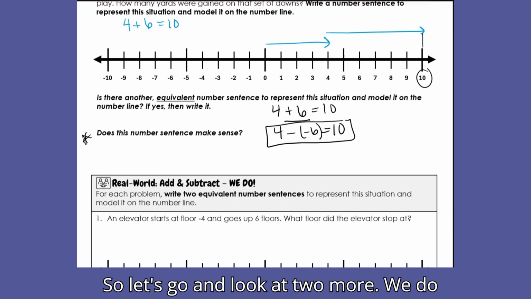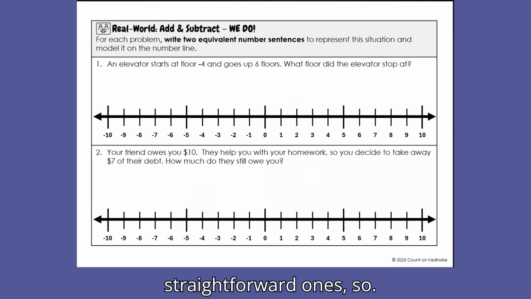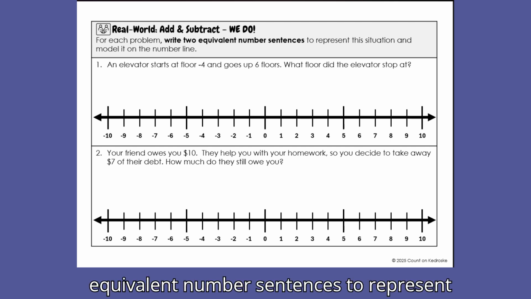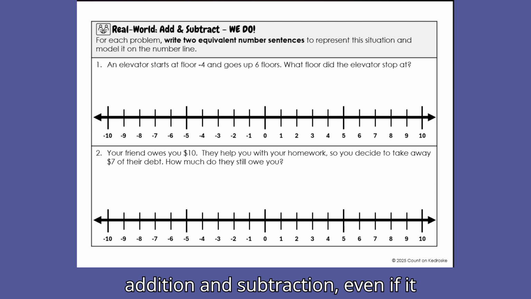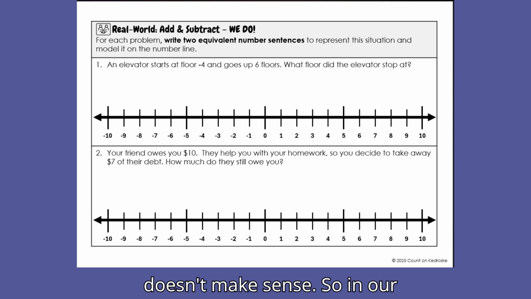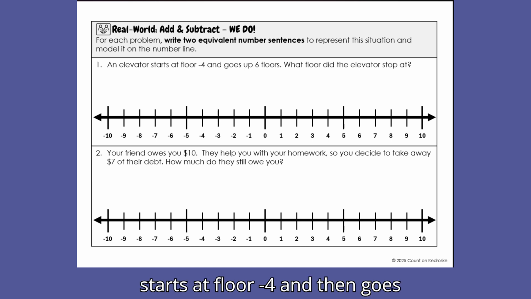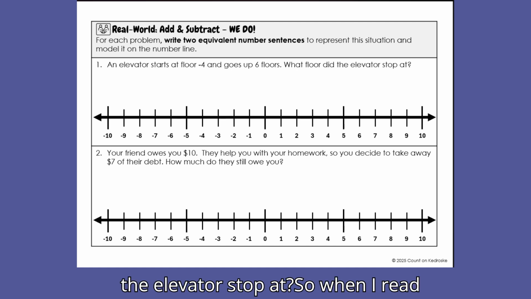So let's go and look at 2 more we do examples. Okay, just kind of straightforward ones. So for each problem, we're going to write 2 equivalent number sentences to represent the situation. So we're always writing addition and subtraction, even if it doesn't make sense. So in our first we do problem, it says an elevator starts at floor -4 and then goes up 6 floors. What floor did the elevator stop at?